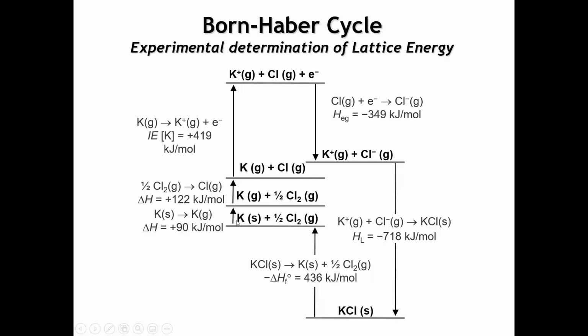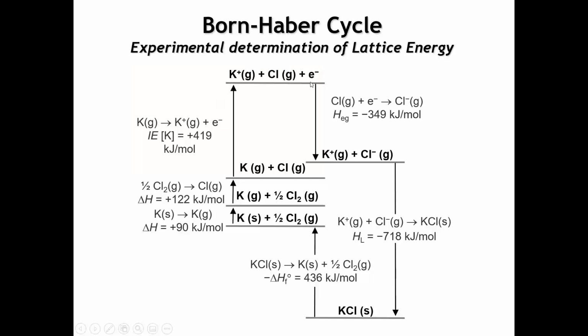But we could come around it in the opposite way, where we first vaporize the potassium. That costs us 90 kilojoules per mole. Then we split the chlorine molecules up into chlorine atoms. That costs us 122 kilojoules per mole. Then we ionize the potassium atoms to potassium ions, and that's kind of expensive in terms of energy. That costs 419 kilojoules per mole.